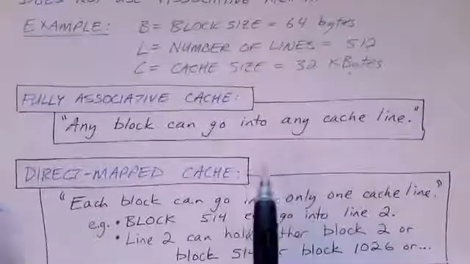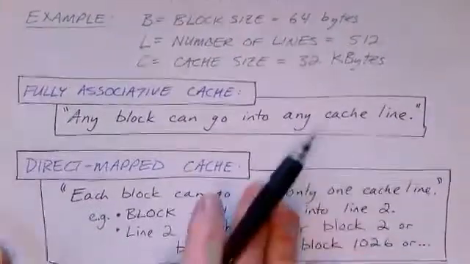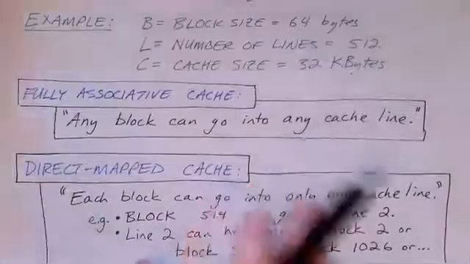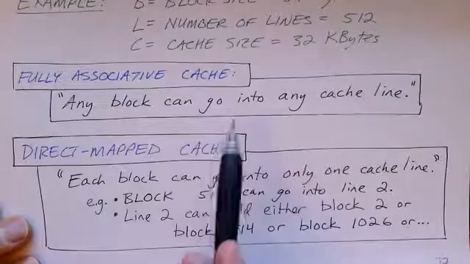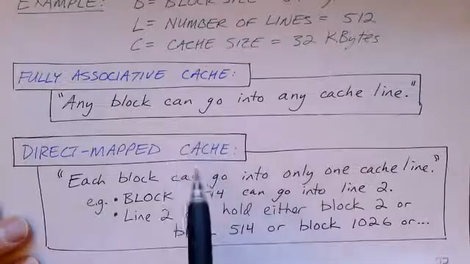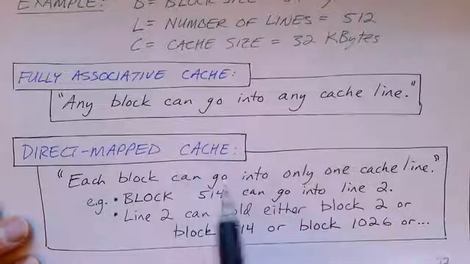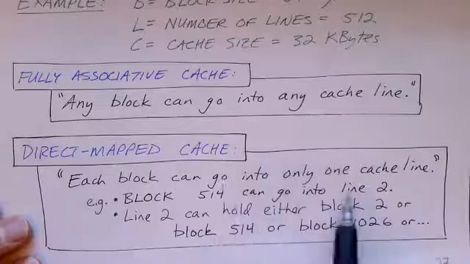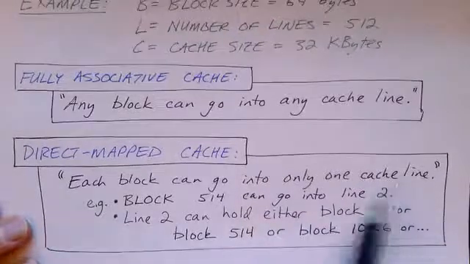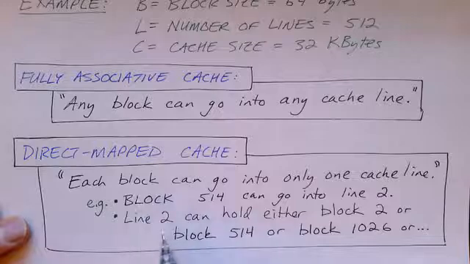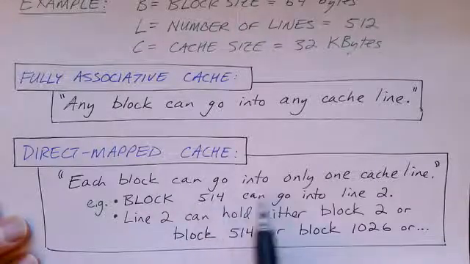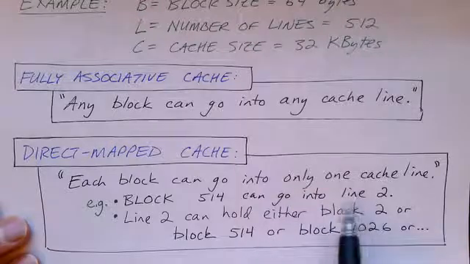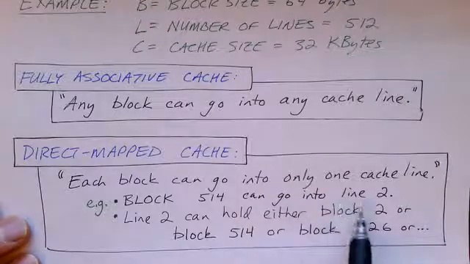In a fully associative cache, any block can go into any cache line. It's associative, it doesn't matter where you put it. With a direct map cache, each block can only go into one particular cache line. So a given block, for example, block number 514, can only go into line 2. It can't be stored in any other line.